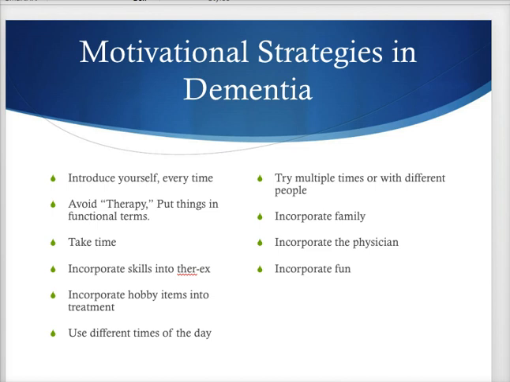We figure out what time of the day works best for them, and that might be an effective strategy. Different people may be also affected, and we can also incorporate family, physician, and fun into the activity. So those are just some general strategies for educating individuals that are older and who may have dementia.